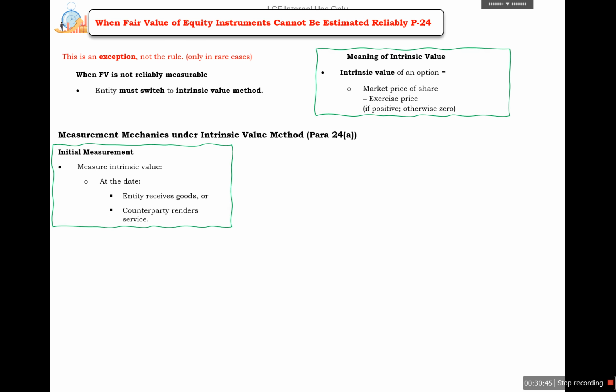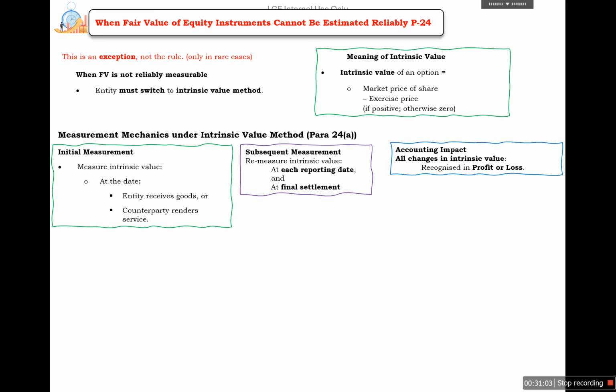So what is the measurement mechanism under the intrinsic value method? First, we need to measure the intrinsic value at the date the entity receives the goods and the counterparty renders the services. Subsequently, we need to remeasure the intrinsic value at each reporting date and at the final settlement date. And the accounting impact is that all changes in intrinsic value are to be recognized in the profit and loss account.